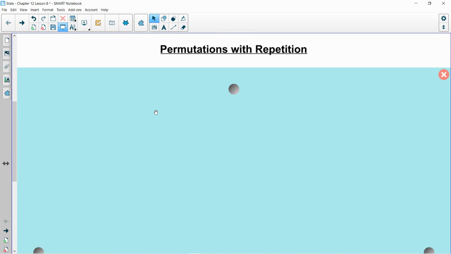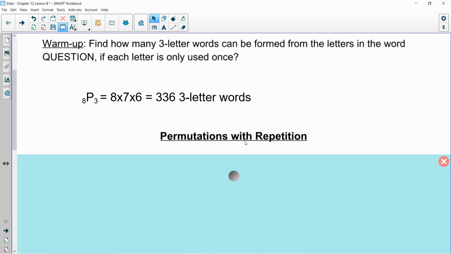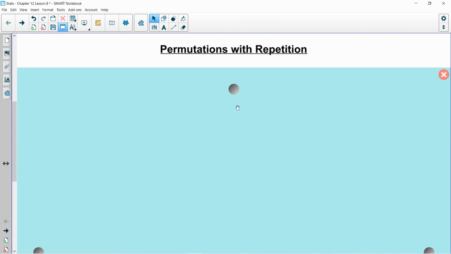Today we're going to expand our conversation that we've been having regarding permutations, and now we're going to bring in repetition. And actually, let's go back to the warm-up for a second. If you noticed, all the letters in the word question were different. There was no repetition of letters. So what we're going to do, the road we're going to go down today, is we're going to ask, well, what happens if we do have letters that repeat? How does that change this little process that we're working on?